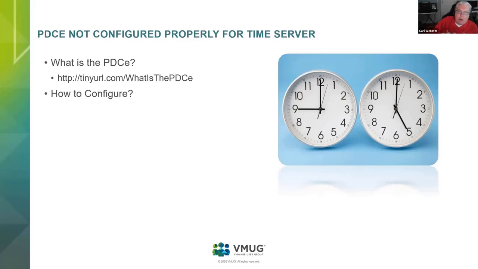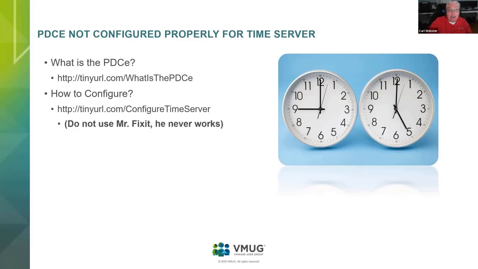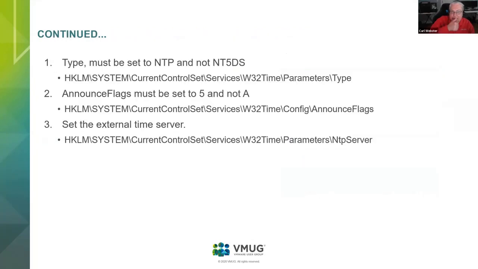So how do we configure time server stuff? Well, Microsoft has this article here, and it actually has a Mr. Fix-It on it, but don't use it because that Mr. Fix-It has never worked, not at all. There are 3 things that must be configured properly on the PDC emulator in order to configure it as the authoritative time server. The type must be set to NTP, announce flags must be set to 5, and then you have to set an external time server.